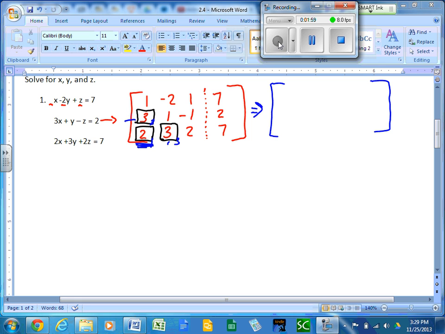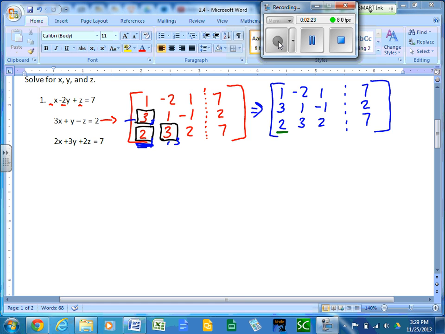So I'm just going to go ahead and copy this over so I don't get confused about some of the drawing and think a number is a different number. So 3, 1, -1, 2, 2, 3, 2, and 7. Okay, so because we have a plan of attack, we're going to cancel out this. We're going to make that a 0 first.